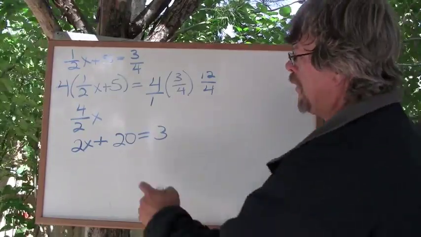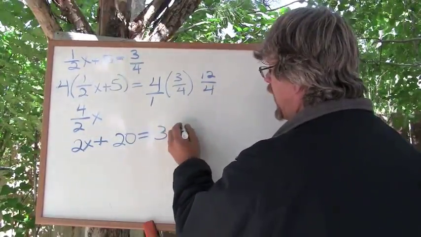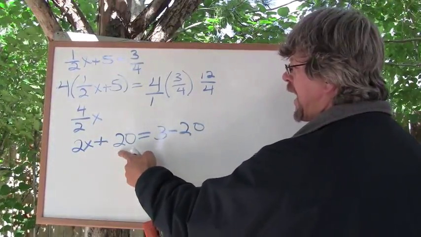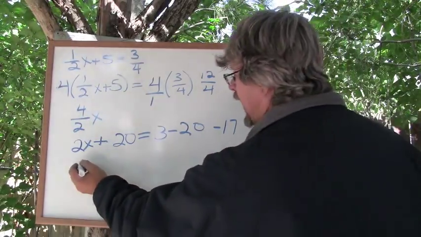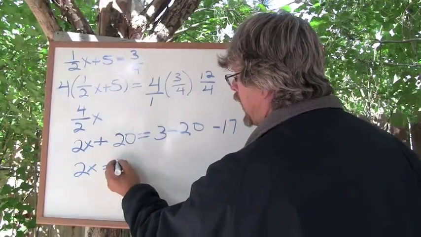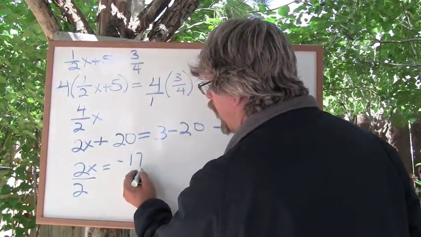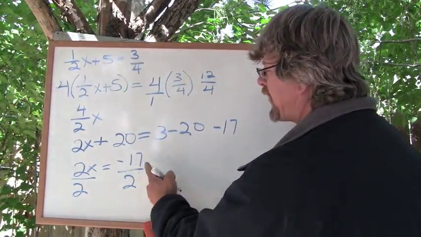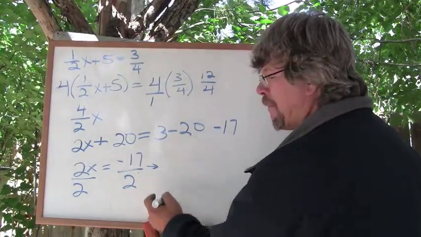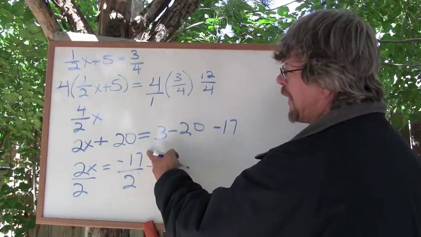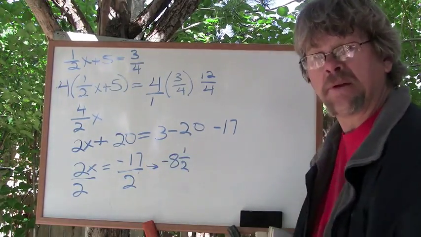And now we have an equation very similar to what we're used to doing. We want to get rid of the 20 by subtracting it because it's been added. 3 minus 20 is negative 17. Now we have 2x left over equals negative 17. How do we get rid of the multiplied 2? We divide it by the 2. What we divide on that side, we have to divide on this side, and the answer is negative 17 twos. If you need to make it into a mixed number, 2 goes into negative 17, negative 8 and 1/2 times.